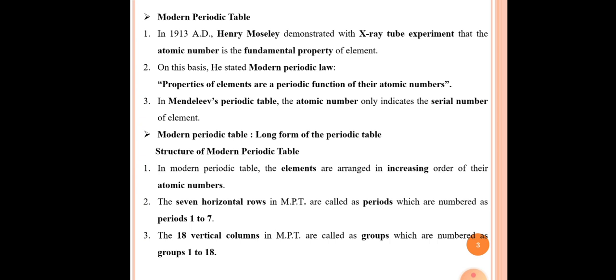Our third point is, the 18 vertical columns in the modern periodic table are called groups, which are numbered as groups 1 to 18. So see, in the modern periodic table, a total of 18 vertical columns are present, called groups, and these groups are numbered 1 to 18.